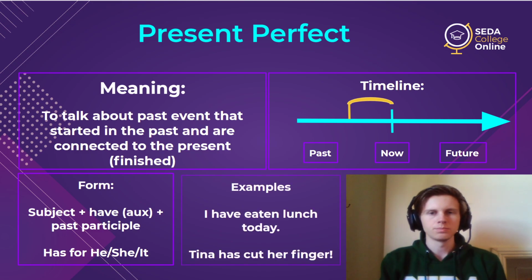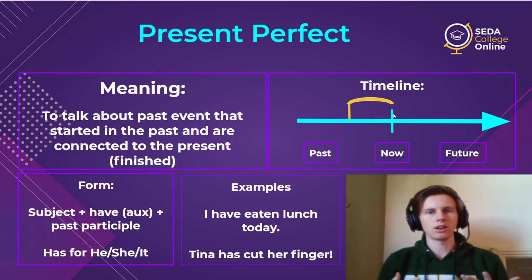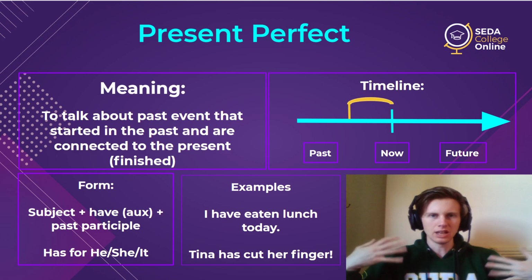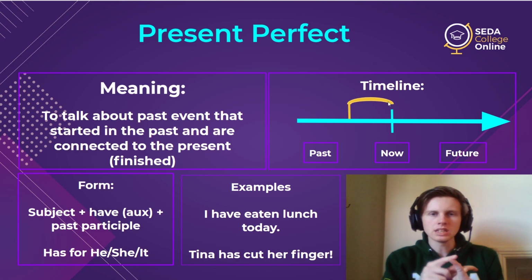So some examples. I have eaten lunch today. So this is true. In the past today, I ate lunch, but it's still connected to now. There's still an idea that it's true now. The food is inside of me still being digested in my stomach. So I have the idea that it's true. Or Tina has cut her finger. So I know that she cut her finger in the past, but it's still connected to now. I can still see the injury. I can still see the damage.